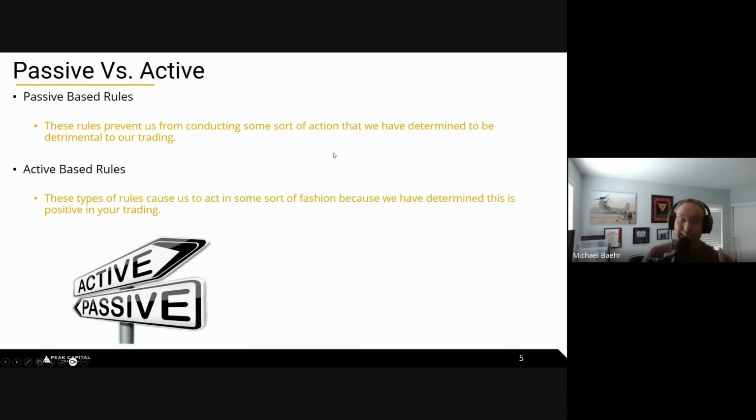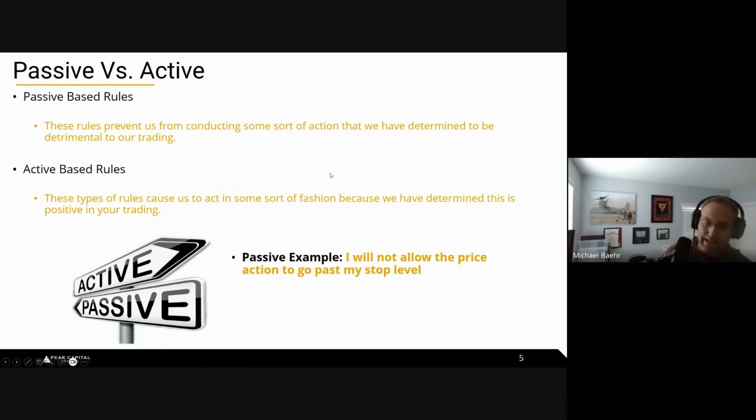And active based rules, these are types of rules that cause you to do some sort of act, right? Because you've determined that it is going to have a positive effect on your trading. So passive means I have to take no action and I'm just going to follow my rule, right? Here's a great example. I'm not going to drink the day before trading. Passive. Doesn't tell me to do anything, right? I don't have to take the bottles and throw them out. It just says, hey, I'm going to treat trading like a business. I ain't going to go party with anybody the night before. That's kind of passive. Active, on the other hand, is you're actively telling somebody to do something.